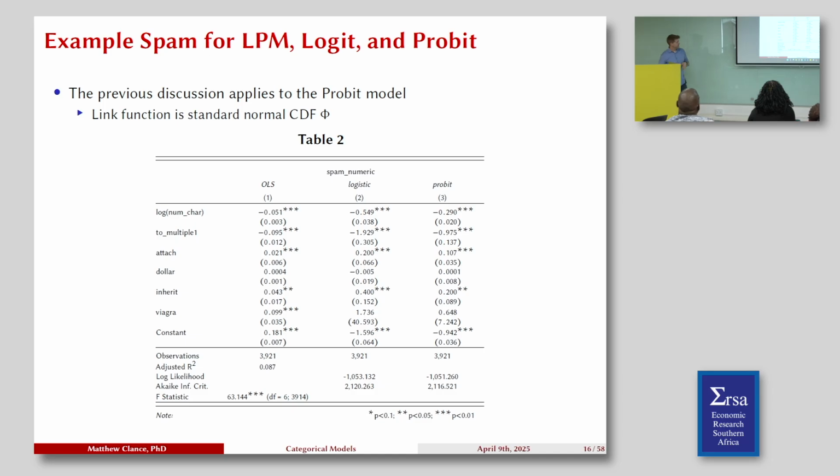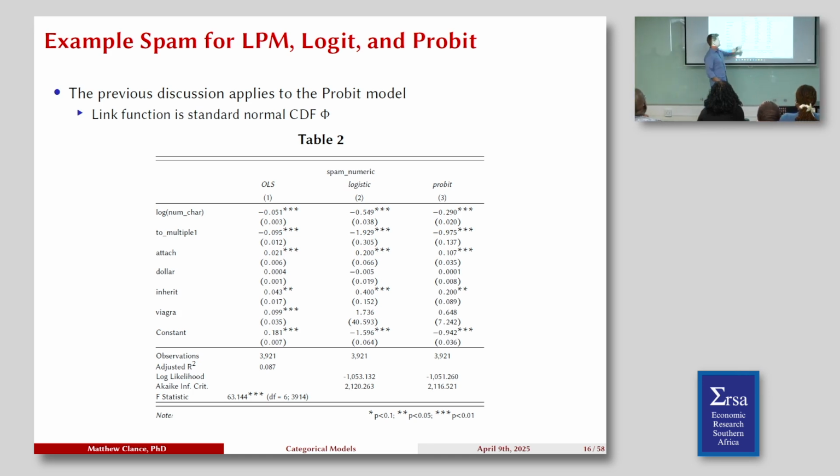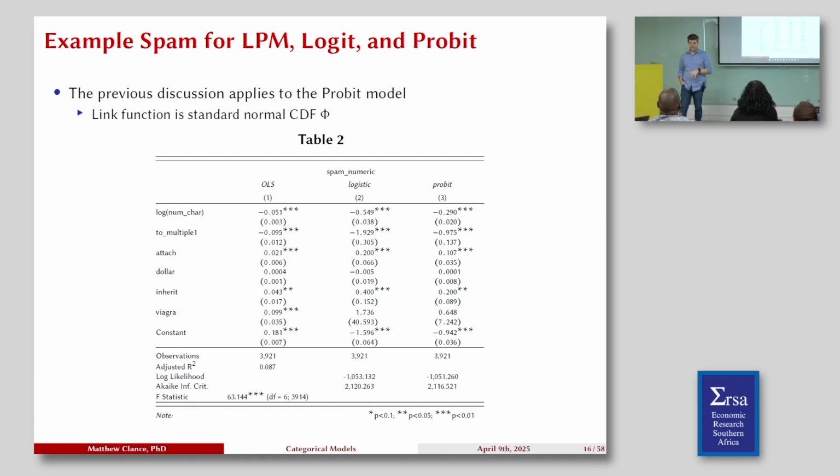And then so forth. We can even look at attachment. So if there's an attachment, it's more likely to be spam. So the sign we can tell, and that's generally okay. But a lot of times we want to tell how much something is increasing or decreasing the probability of success. What is that overall factor or probability?